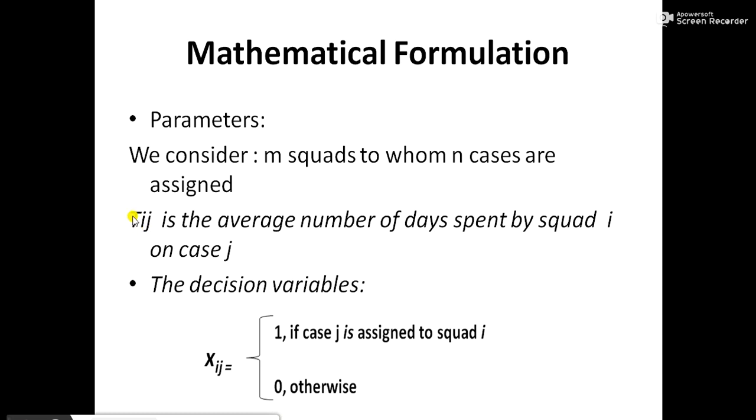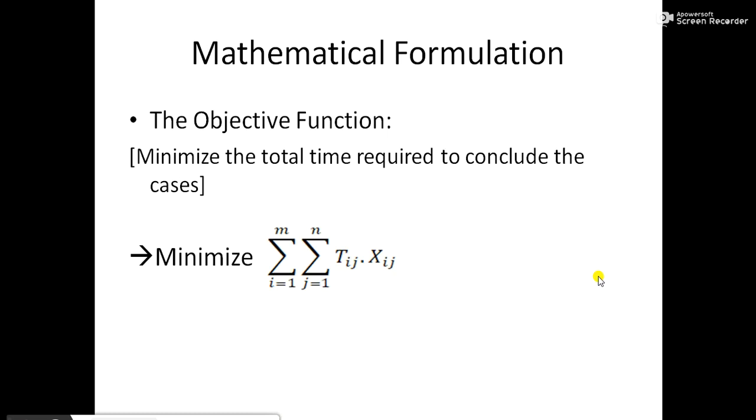So for the objective function, we simply have minimize the sum over i, the sum over j, Tij times xij. If you don't understand the compact form, try getting back to this simple form and maybe it will be clearer.